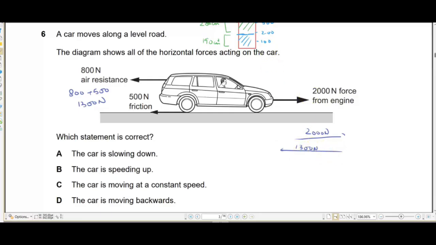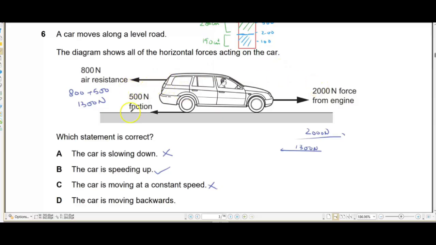So basically the backward force is smaller than the forward force, so the car is going to be moving forward. Okay, the car is not going to slow down. If the car was slowing down, the backward force would have to be greater than the forward force, so it is not slowing down. The car is speeding up. Yes, it is speeding up because the forward force is more than the backward force. Okay, the car is moving at a constant speed. No, for the car to move at a constant speed, the forward forces should be balanced by the backward forces, and they are not being balanced.